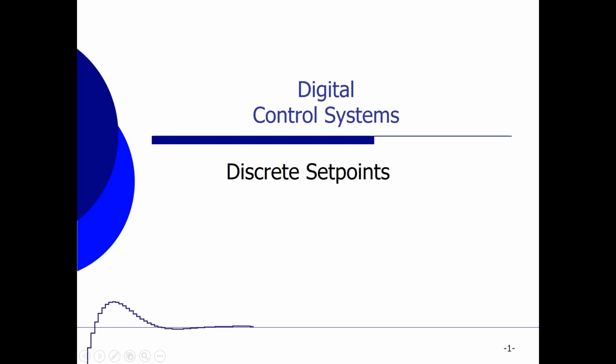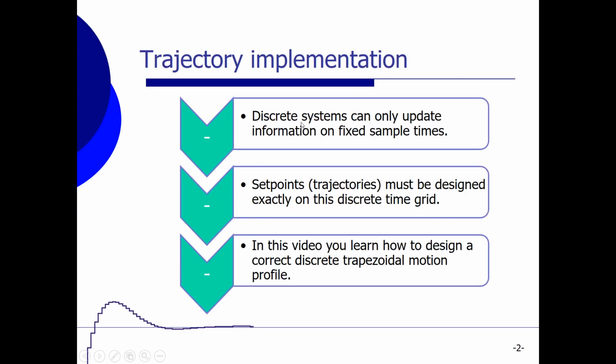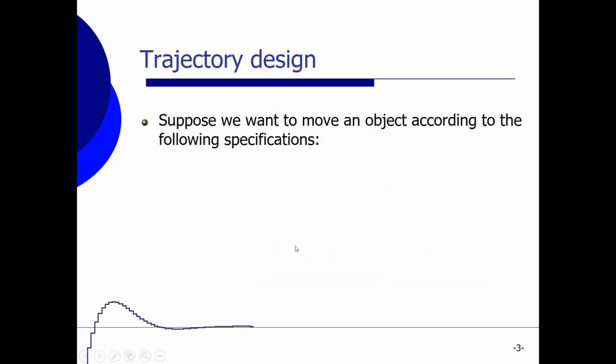Now, how do you implement such a second order set point in a discrete environment, for instance in a digital control with a fixed sample frequency? That is what this video is about. So discrete systems can only update information on fixed sample times. In between we don't have any information. So set points, trajectories, must be designed exactly on this discrete time grid, otherwise we make an error. And in this video you learn how to design a correct discrete trapezoidal motion profile.